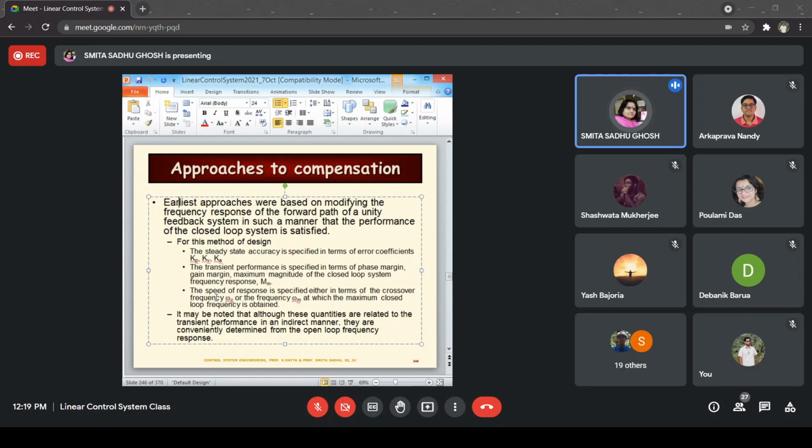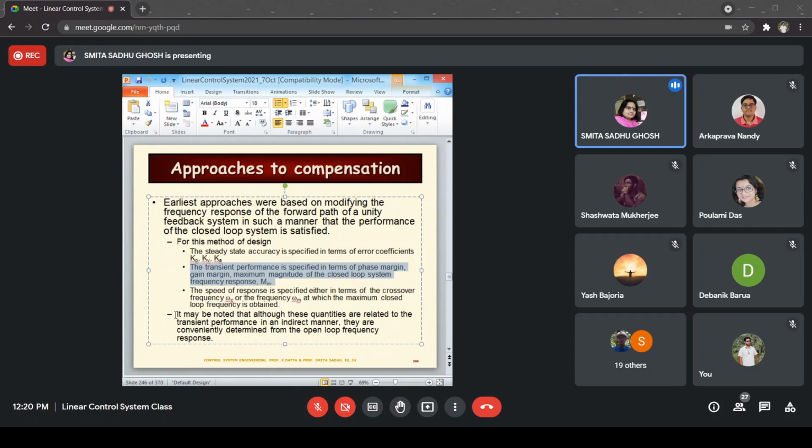So this first approach that we are speaking of is related with the frequency response of the system and the desired frequency response that you want from your system. Then you try to design a compensator such that it matches. What has been mentioned is that for the method of design, steady state accuracy in terms of Kp, Kv, and Ka may be specified, and also the transient performance in terms of your phase margin, gain margin, etc.